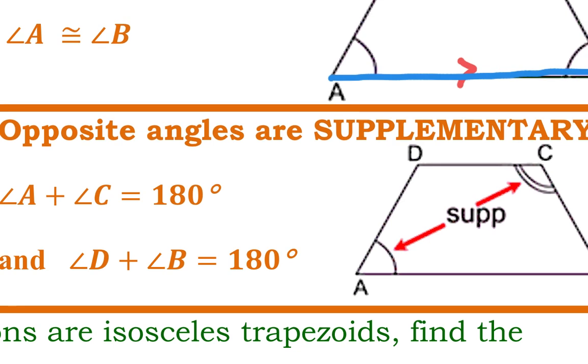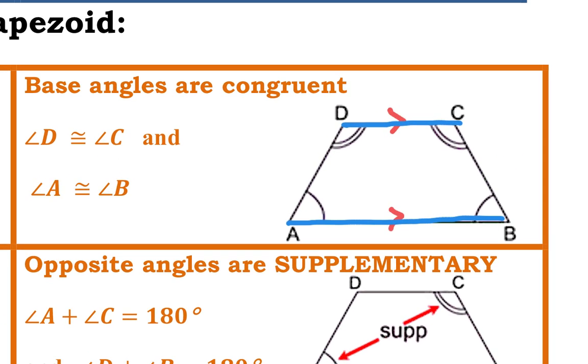A and C will equal 180, and B and D will also equal 180. There's also one more 180 that they don't have listed. And again, of course, this is only when you have isosceles.